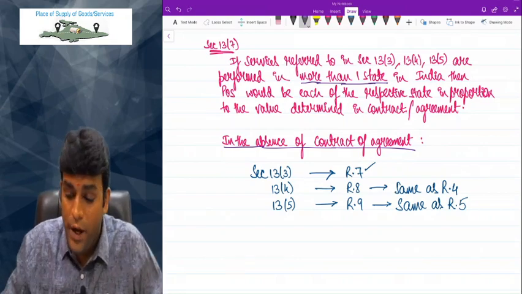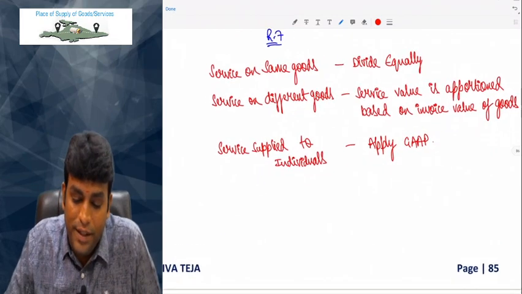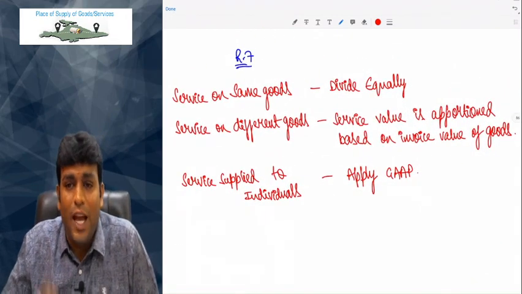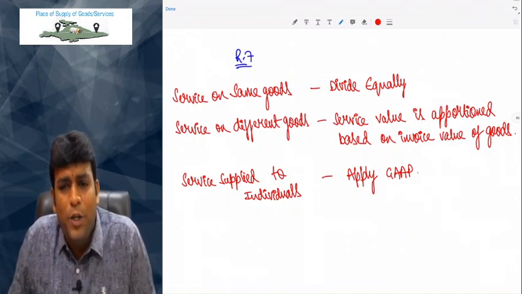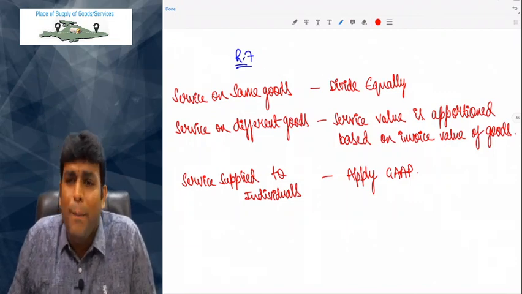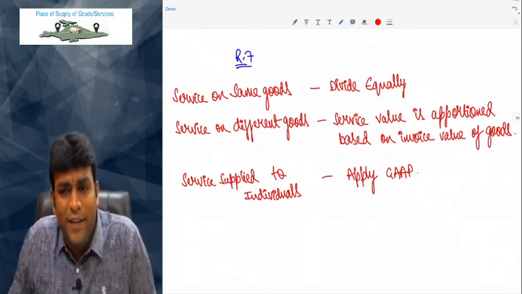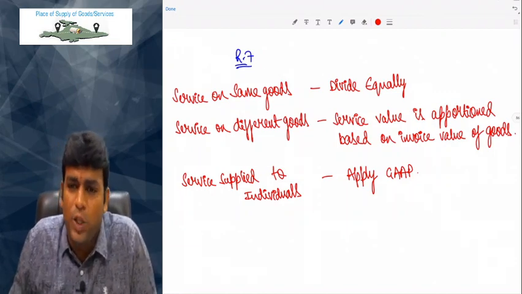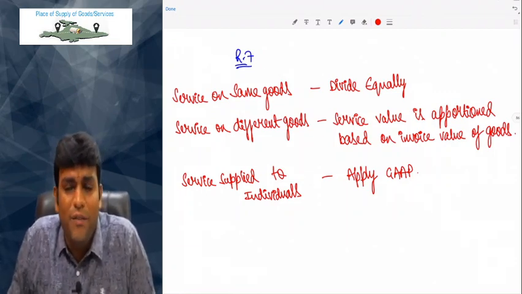That's it, come on. Now I humbly request you to take this point in your notes of this Rule 7. I want this to come in your notes, sir. Please take it. Rule 8, Rule 9, if you don't write also, I am okay because already we discussed that and we wrote that. But I want this Rule 7 in your book. So if it is service on the same goods, we'll divide the value of service equally between the two states. If it's on different goods, then the service value is apportioned based on the invoice value of the goods. And if it is service supplied to an individual, we'll follow GAAP.